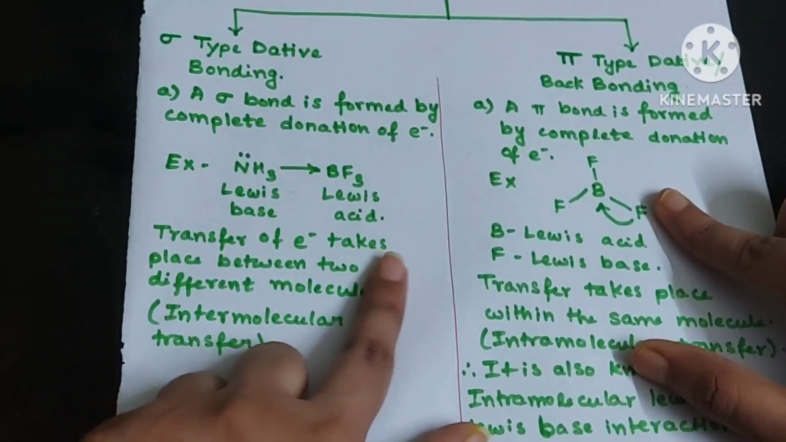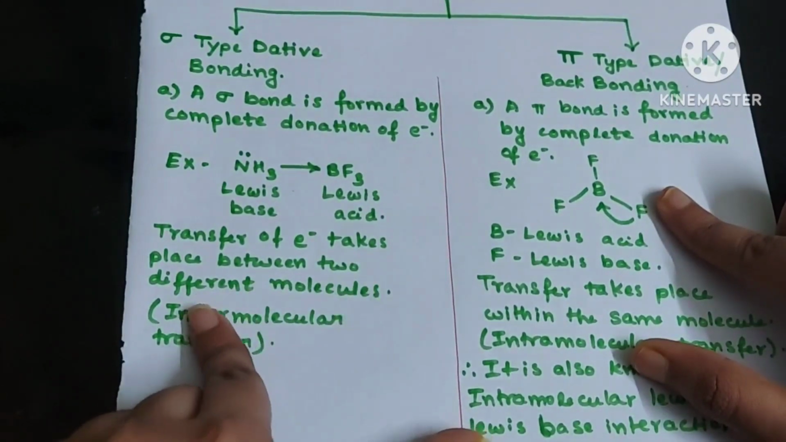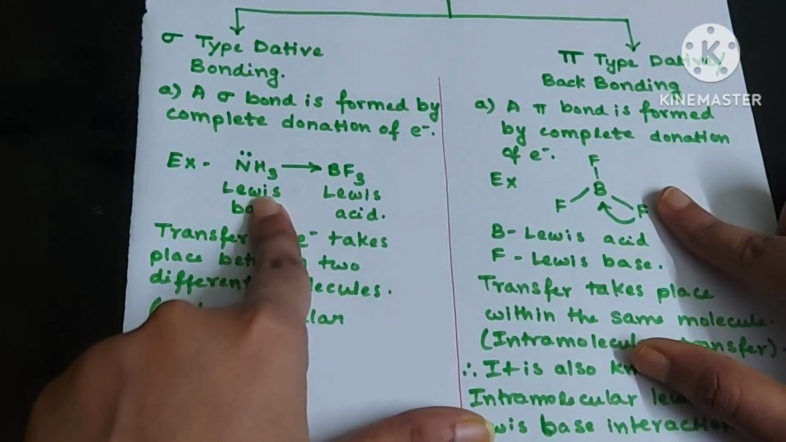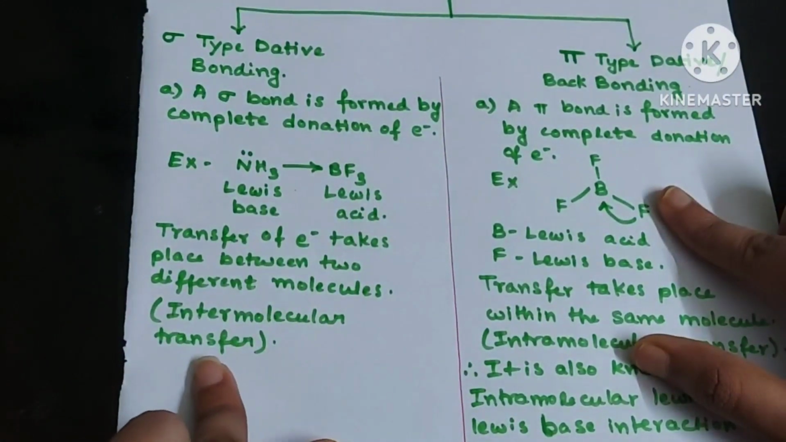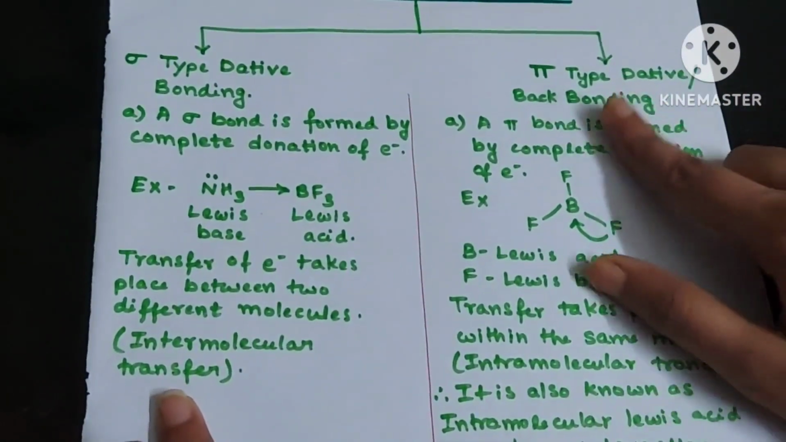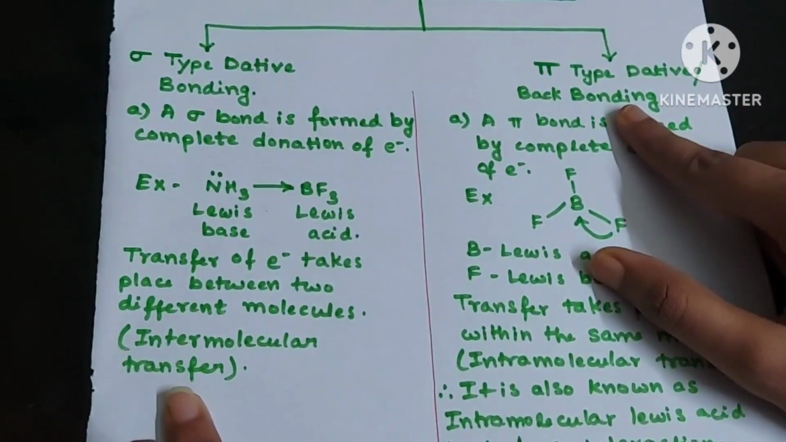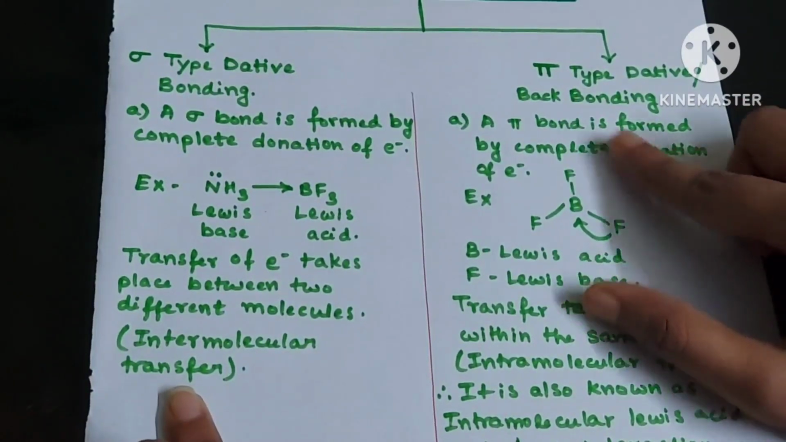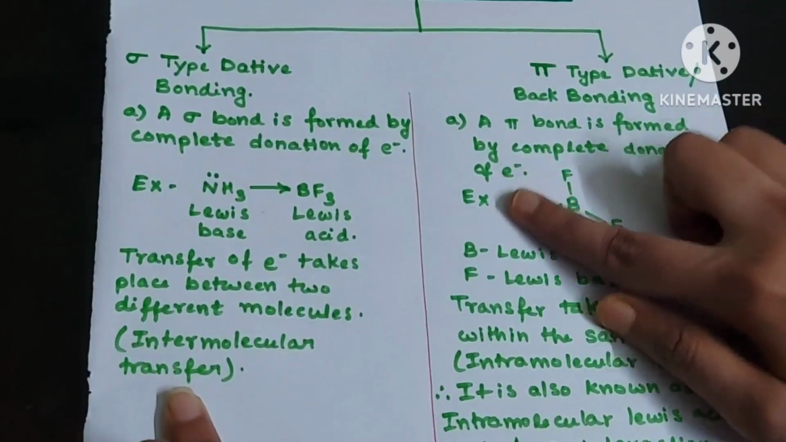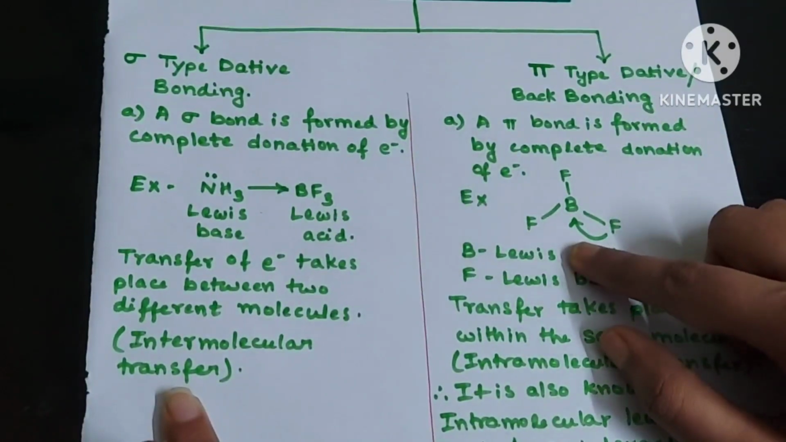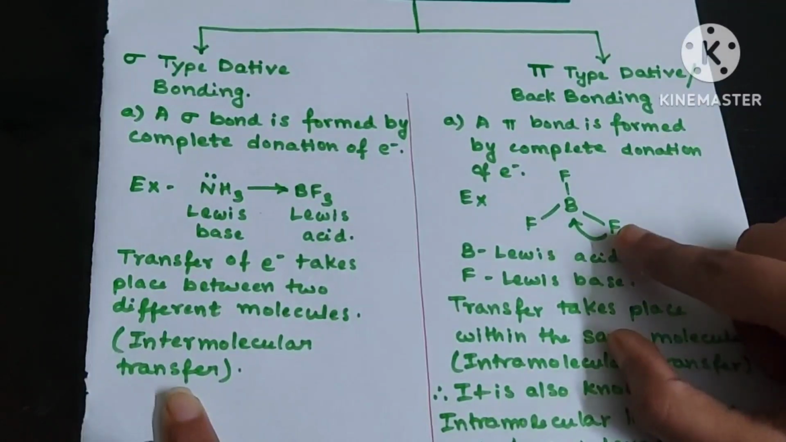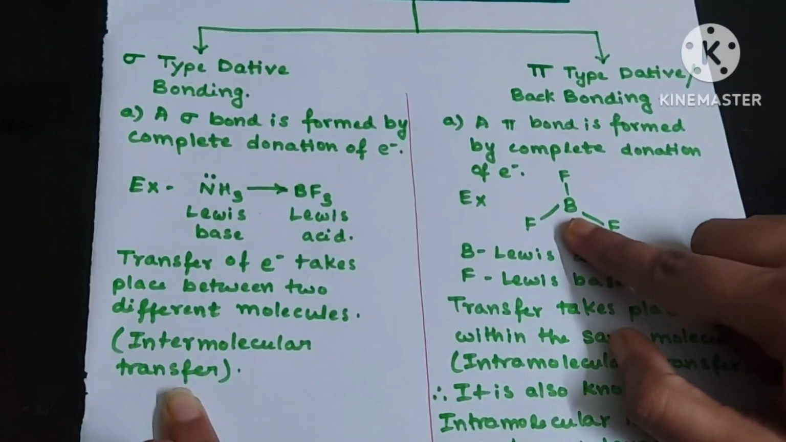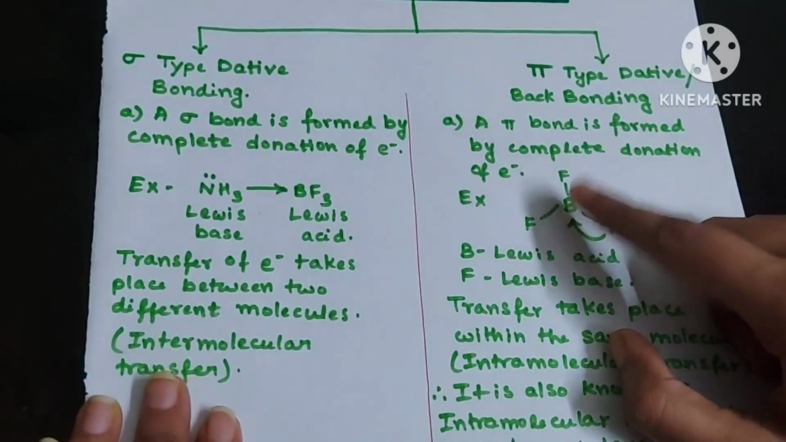Here transfer of electron takes place between two different molecules. See, ammonia is a single molecule and BF3 is a single molecule, so it is intermolecular transfer. And in pi type dative or back bonding, a pi bond is formed by complete donation of electron. Okay, here the pi bond will be formed, the example given is BF3. Here F, which is having a lone pair, will donate its electron to the boron in its empty p orbital.